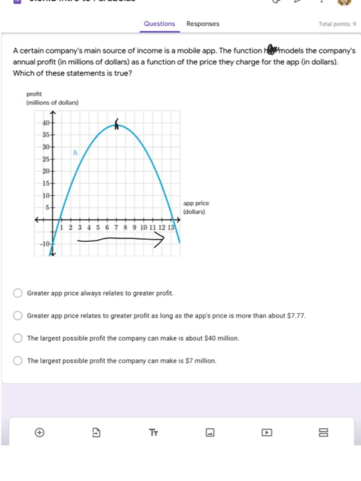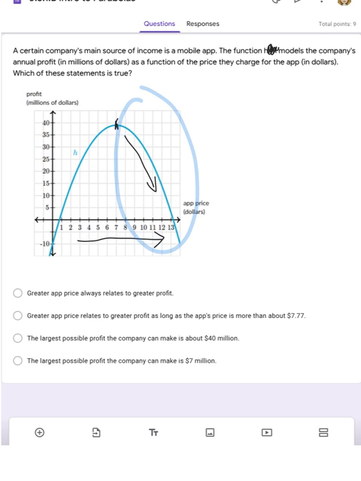So let's take a look at our choices here. Greater app price always relates to greater profit. Nope. When we reach our maximum here and the app price is starting to increase, the profit is dropping. Greater app price relates to greater profit as long as the app's price is more than about $7.77. So we're talking about over here on this side of the graph, when the app price is greater than $7.77, and when that happens, you'll see that the profit is decreasing. So it's not that one.